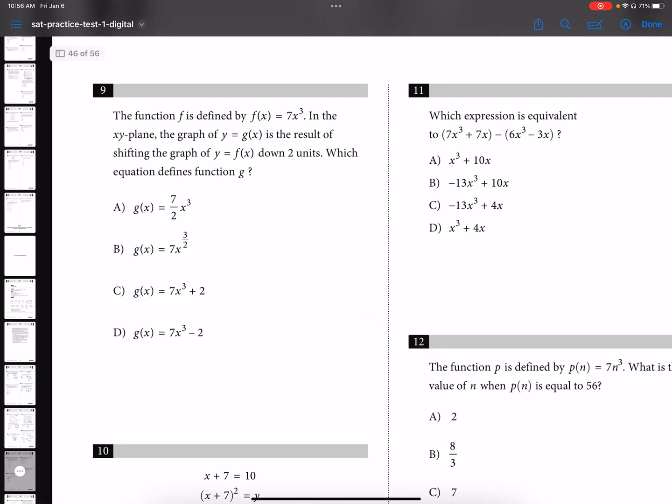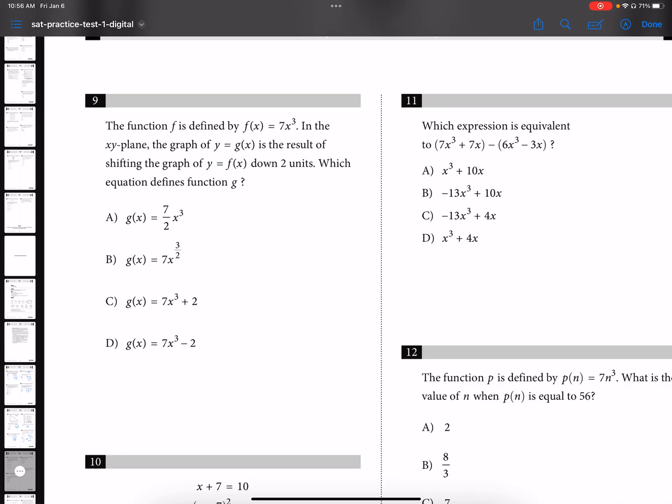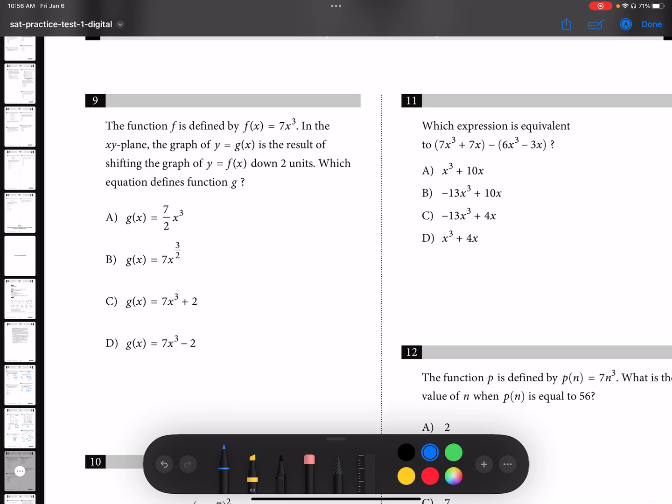Okay, number 9. The function f is defined by f of x equal to 7x cubed. In the xy plane, the graph of y is equal to g of x is a result of shifting the graph of y is equal to f of x down 2 units. This is really important. It says down 2 units. Which equation defines function g?